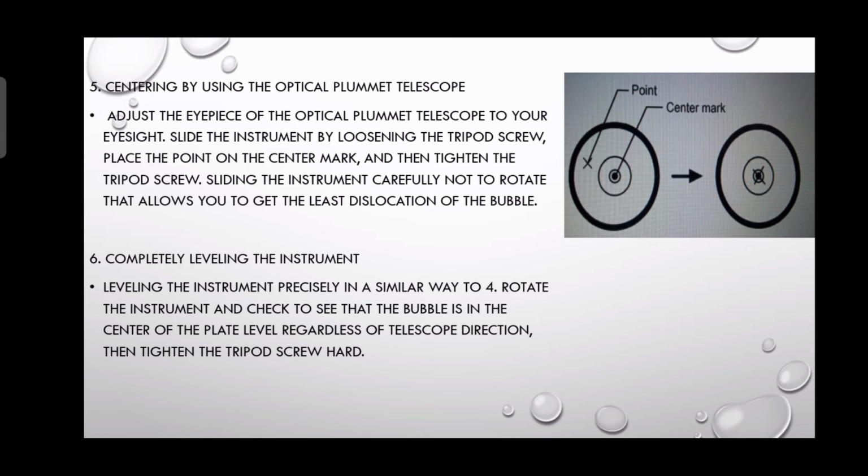Last step is completely leveling the instrument. Level the instrument procedurally in a similar way to step 4. Rotate the instrument and check to see the bubbles in the center of the plate level regardless of telescope direction. Then tighten the tripod screw hard.